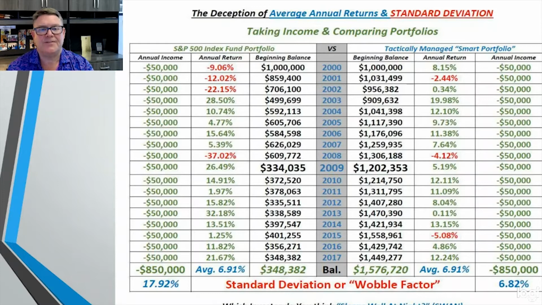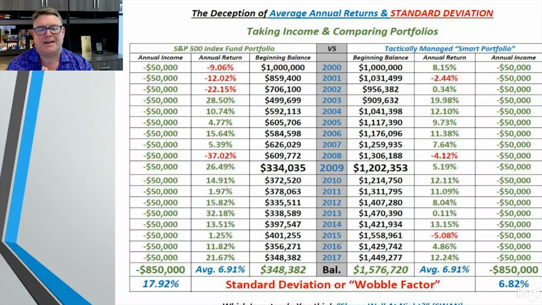The one on the left-hand side is the good old S&P 500 index fund. We can invest in it anywhere you'd like. And here are the returns. This chart goes back from the year 2000 out to 2017. Doesn't matter the years, the numbers work out pretty much the same.